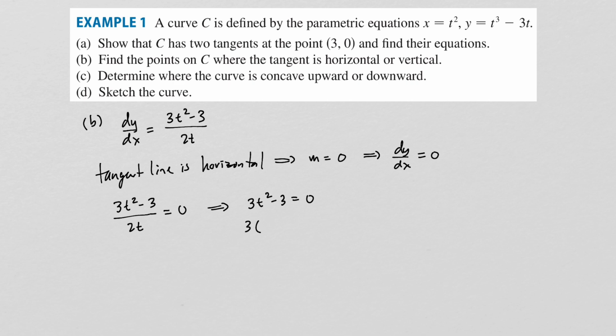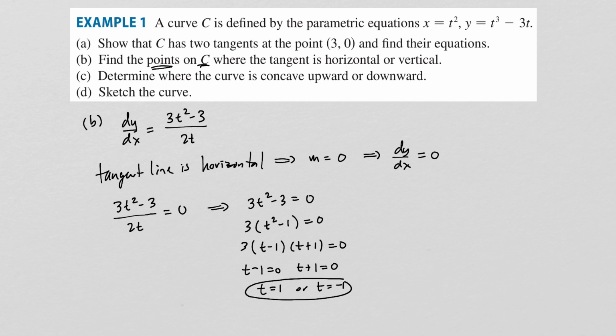From here, we can solve it a couple of different ways. I'll just factor out a 3, and then we can actually keep on factoring here. Now we're going to set each one of these factors equal to 0, and we end up getting t equals 1 or t equals negative 1. Now it says find the points on the curve where the tangent line is horizontal. So t equals 1 and t equals negative 1, that's not a point on the curve.